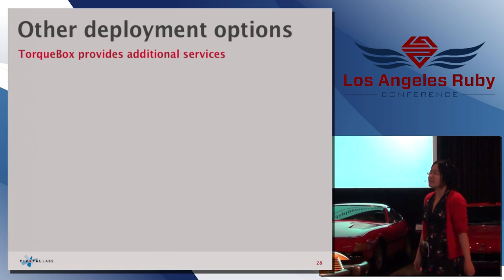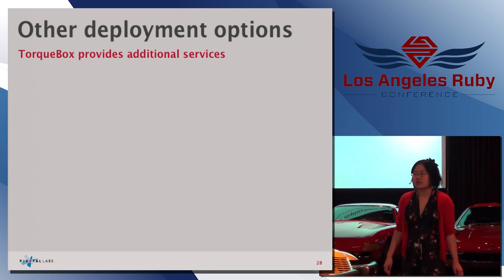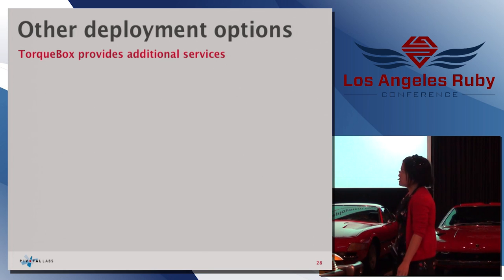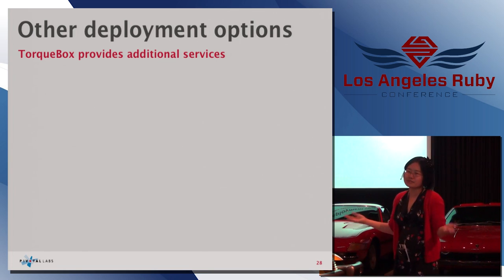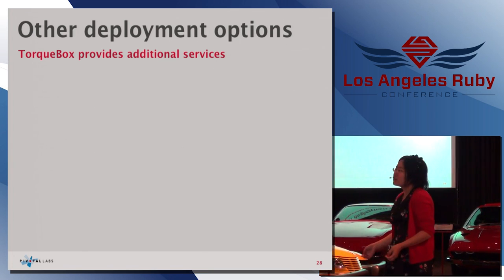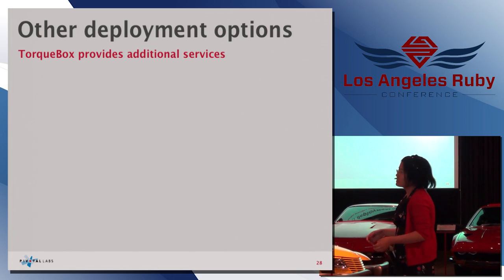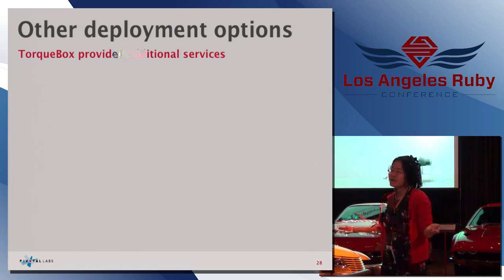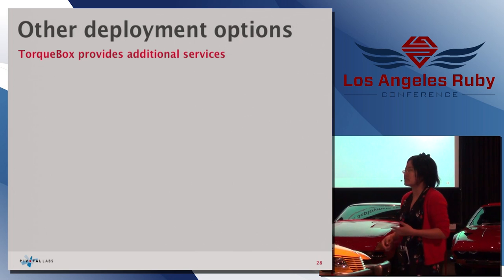So apart from that, there are a number of other deployment options. The most important one is Torquebox, or maybe not the most important one, but one prominent one. Torquebox provides additional services on top of your server that you might want, such as load balancing or clustering.